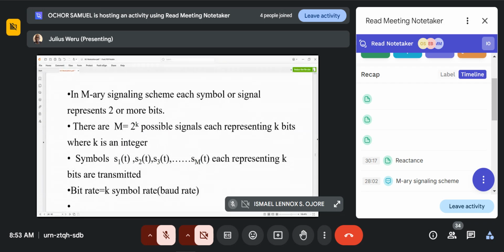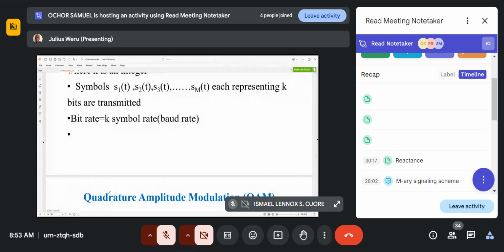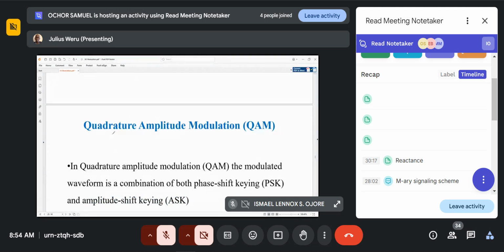What you want, yeah, that's the whole idea. So you have S1, S2, up to SMT, each representing k bits to be transmitted. So bit rate is equal to k multiplied by symbol rate. Symbol rate we also call baud rate.